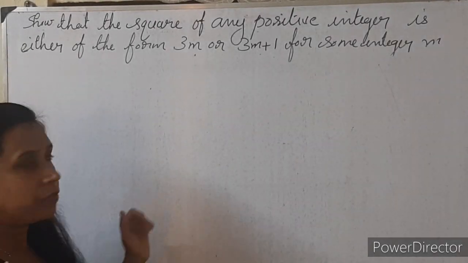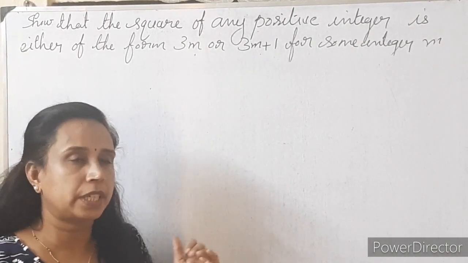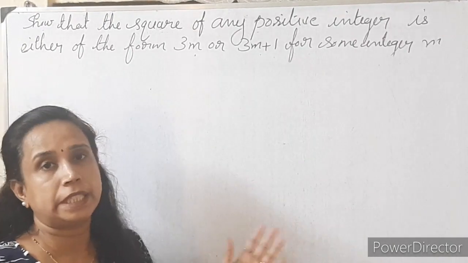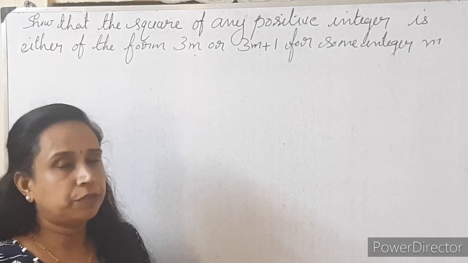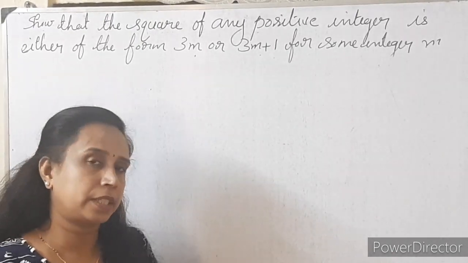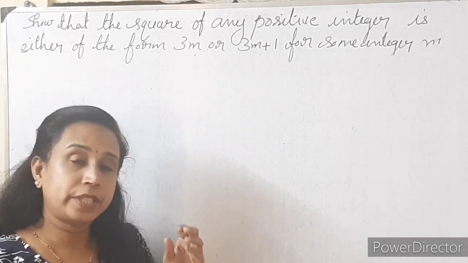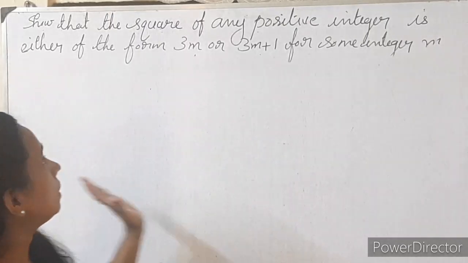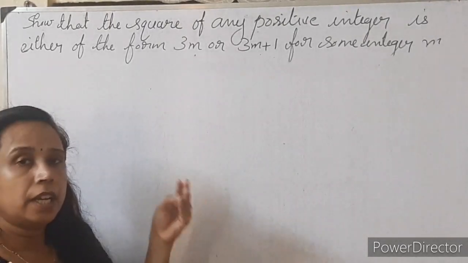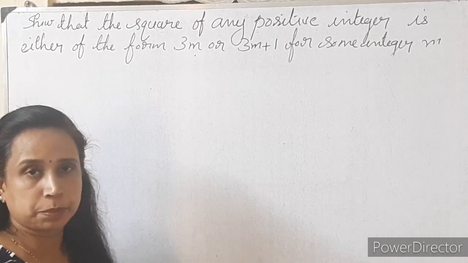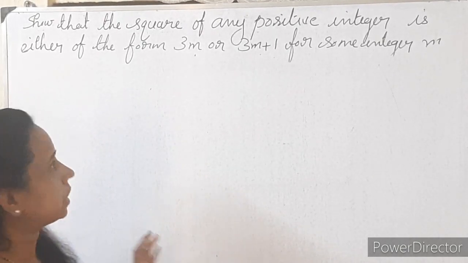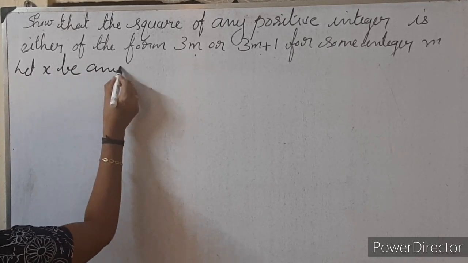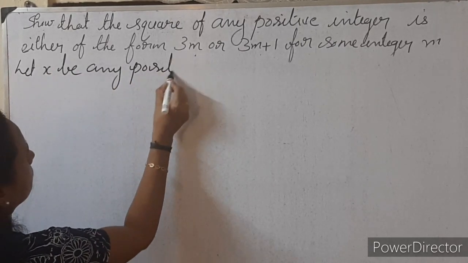Now, first we are using Euclid's division lemma. Let x be any integer. Euclid's division lemma says that for every positive integer a and b there exist unique integers q and r which satisfy a is equal to bq plus r. Here we are going to use x, because we have given a hint in our textbook, that x is given as the positive integer.